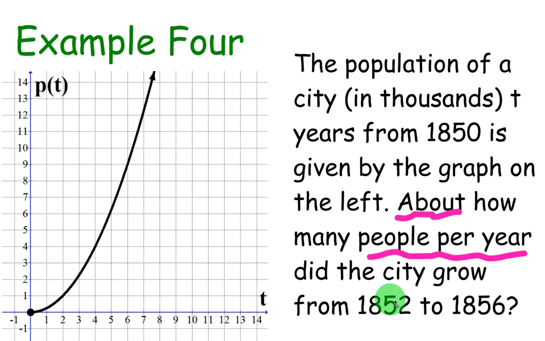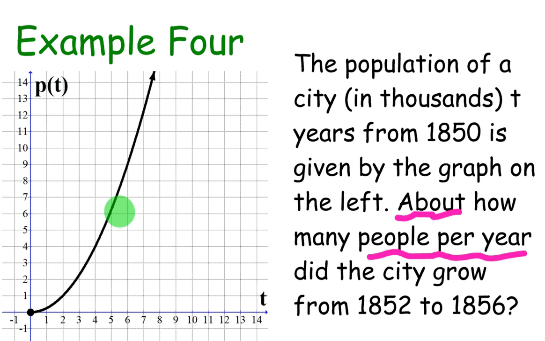Did the city grow from 1852 to 1856? So right here would be 1852, 2 years after. Here would be 1856. So you can already see in 1856 there was 9,000 people, and in 1852 there was only 1,000. So there was a change of 8,000 people over 4 years. So you can almost do this one just by looking at the graph.